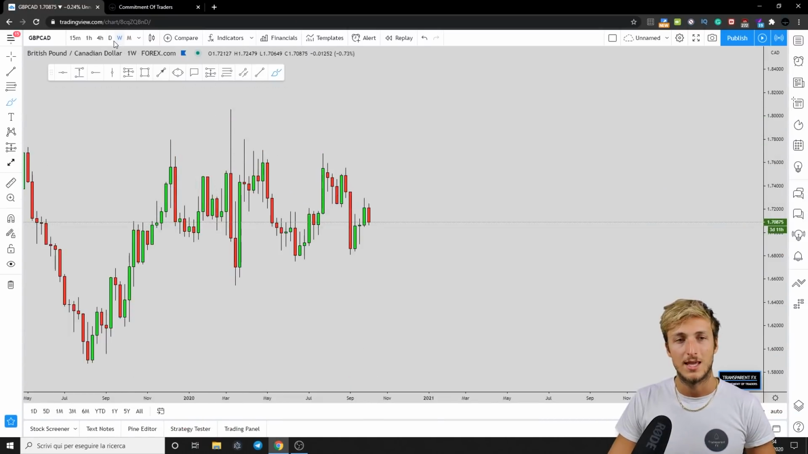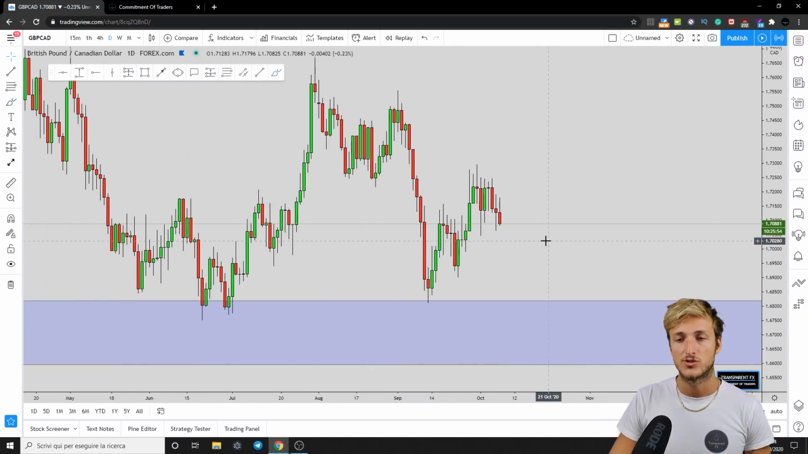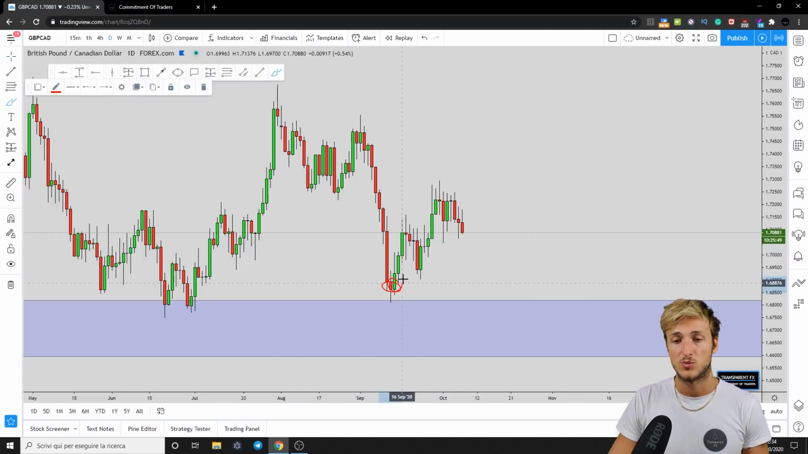And if we go down on the daily, what do we currently see? Now, from a daily perspective, we can see that we had also spoken about GBP CAD after this move to the upside. First, we spoke about it when the market was here and we expected this move to the upside. And then again, I spoke about GBP CAD when the market was here. And what did I say?